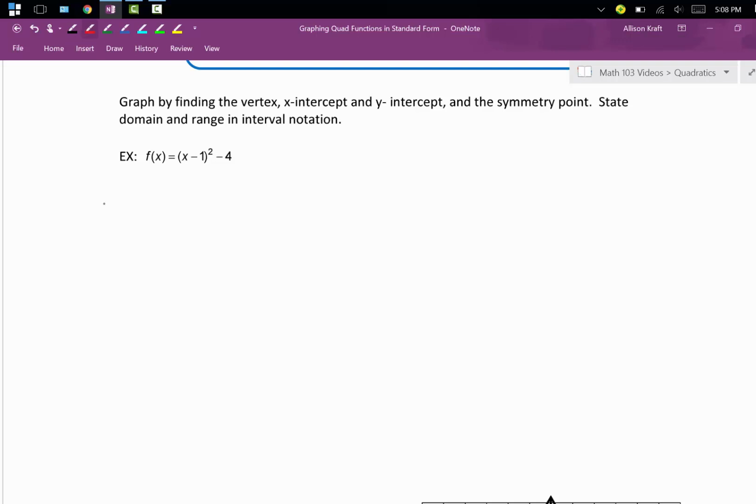Let's start with the vertex. There's no work to do when finding the vertex. All we have to do is look at the equation. Here's our h, and here's our k. We want the opposite sign for the x-coordinate from what we see in the equation. It's -1 in the equation, so it's going to be +1 in our vertex, but the k value is exactly how we see it. Our vertex is the ordered pair (1, -4).